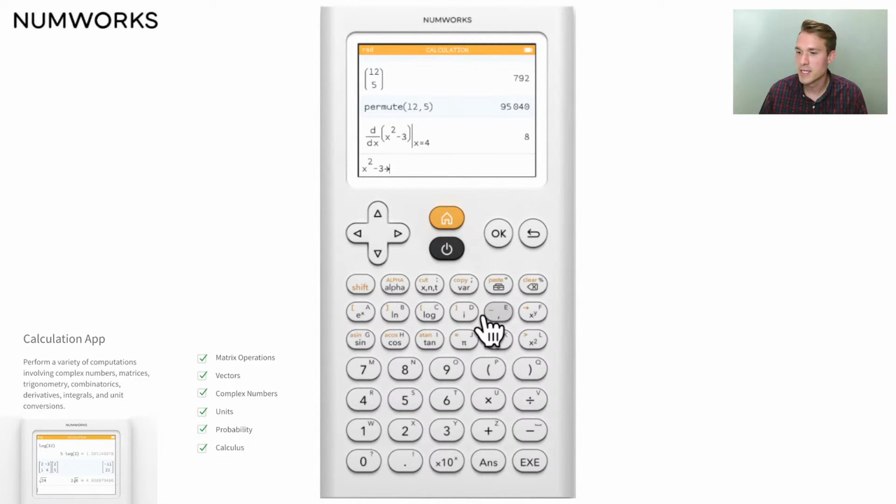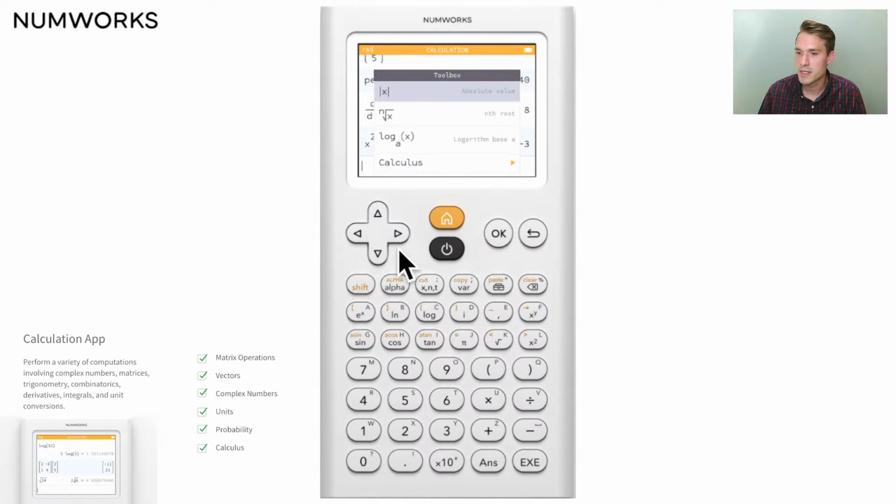Let's store this into the function. We'll call it f of x. So alpha f parentheses x close parentheses. So now I have a new function defined, f of x, that is equivalent to x squared minus 3.